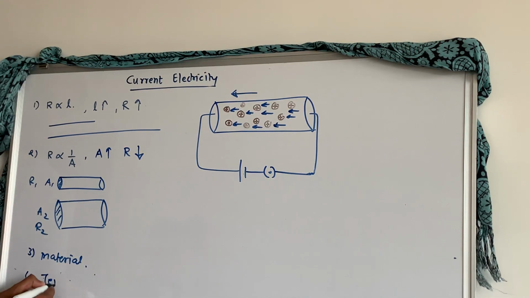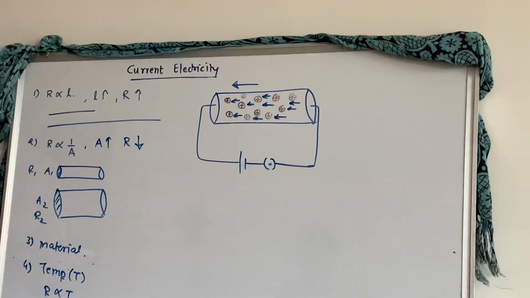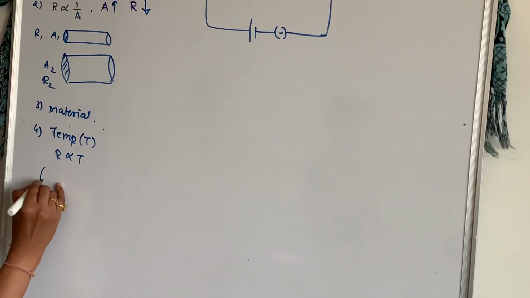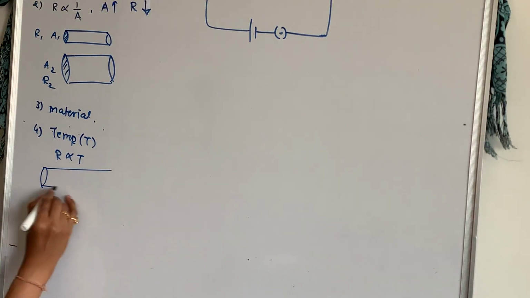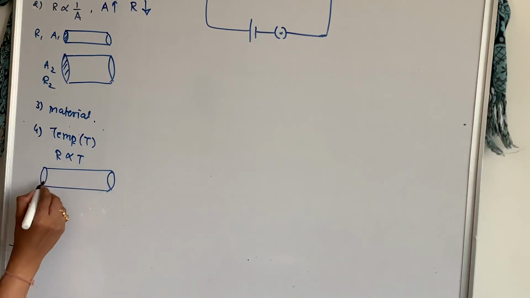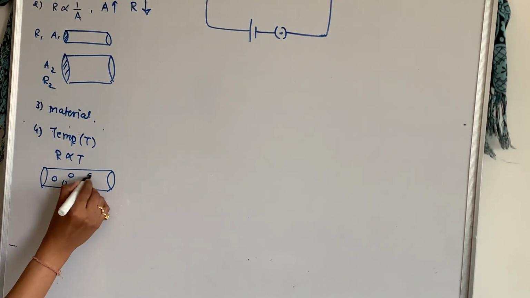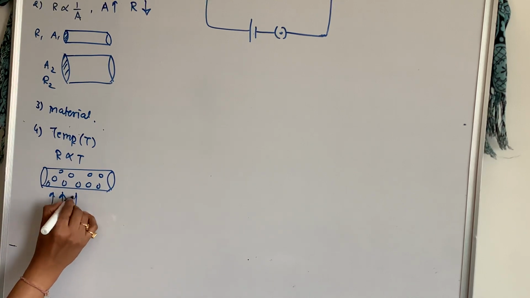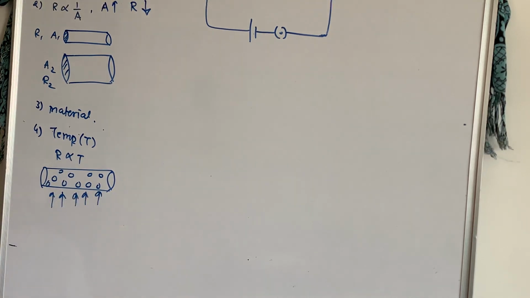So how is resistance affected by temperature? Temperature is T. Resistance R is directly proportional to temperature. Now here, in this case, just check. Here is my conductor. These are positive metal ions, right? I am supplying heat to this conductor externally.